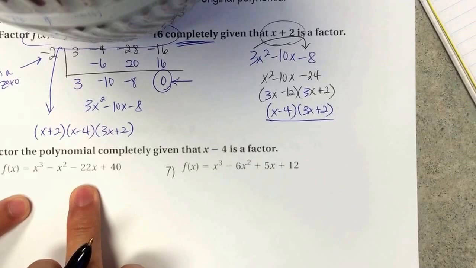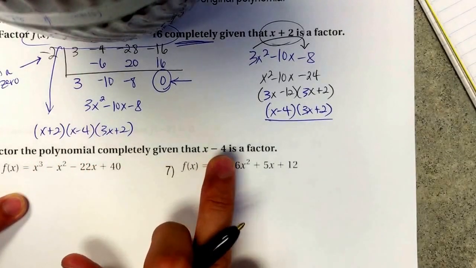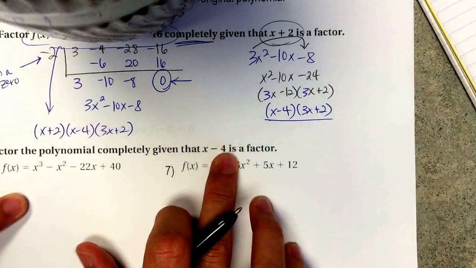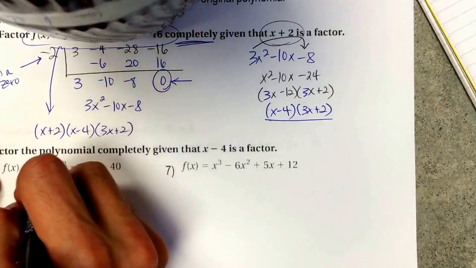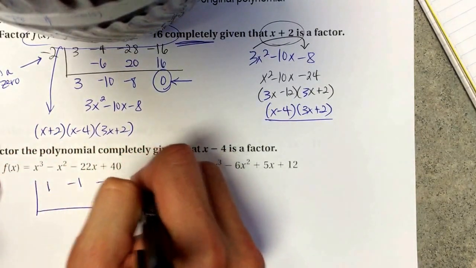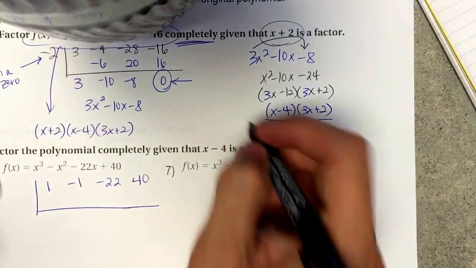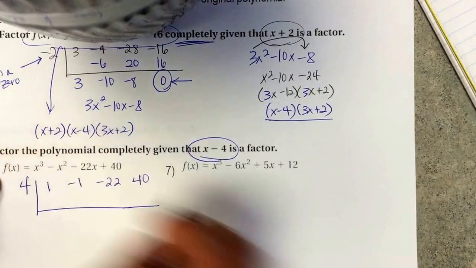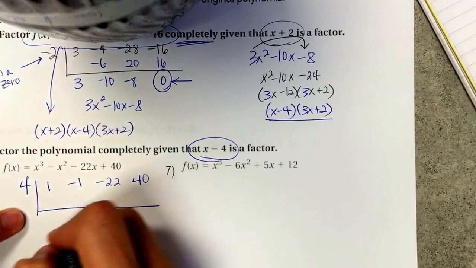So let's use this one. It says factor completely knowing that x minus 4 is a factor. So let's do this one. I'm going to turn upside down 1, negative 22, and 40. X minus 4 is the factor, so I want to use 4. Drop the 1 and multiply.